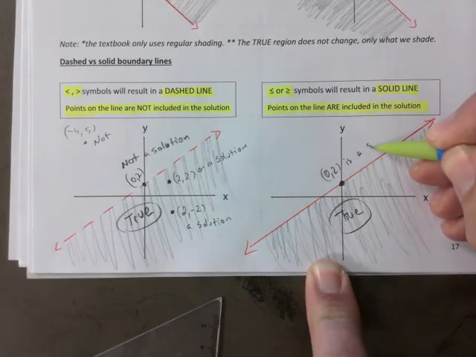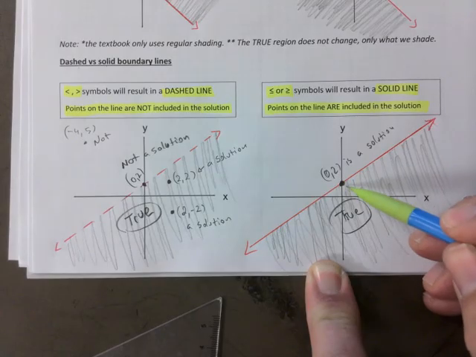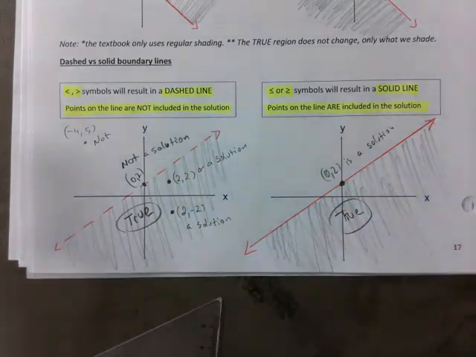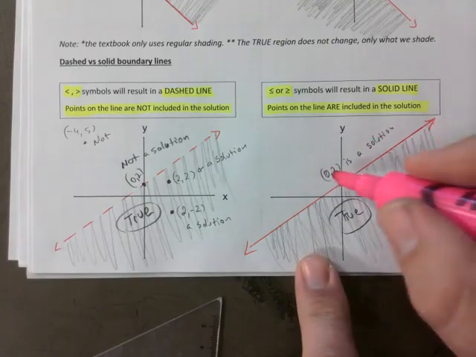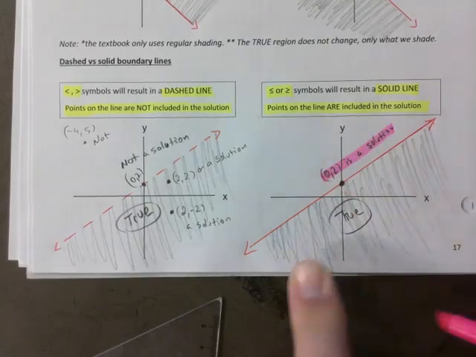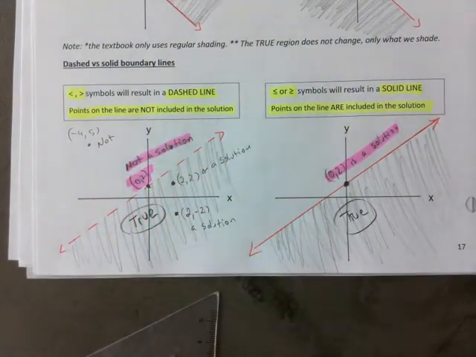Is a solution. So in this case, 0, 2 is a solution. Here is not a solution. I want something that stands out. So I'm going to grab a different highlighter, and I'm just going to mention that here 0, 2 is a solution, and here 0, 2 is not a solution. That's the main point of this little slide there.